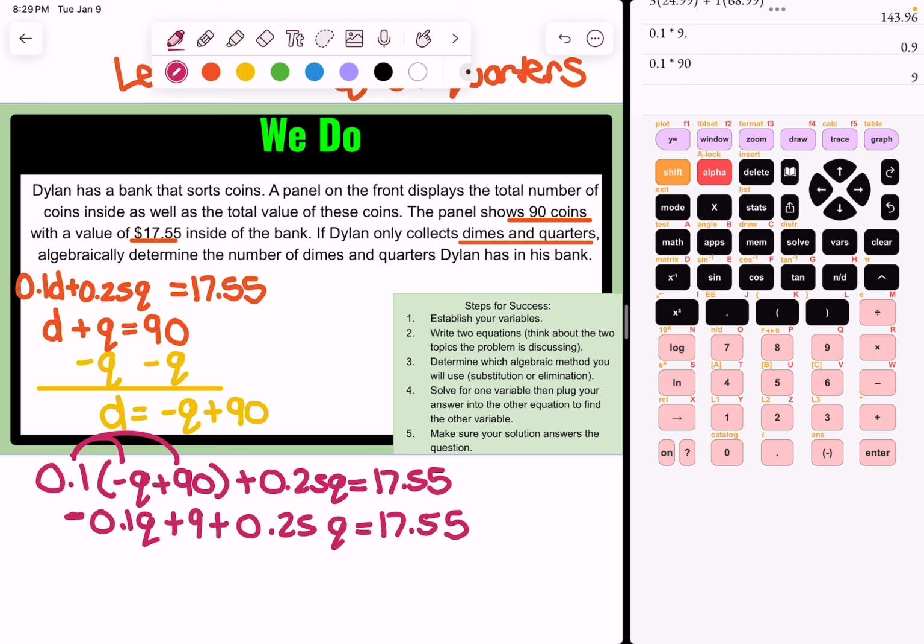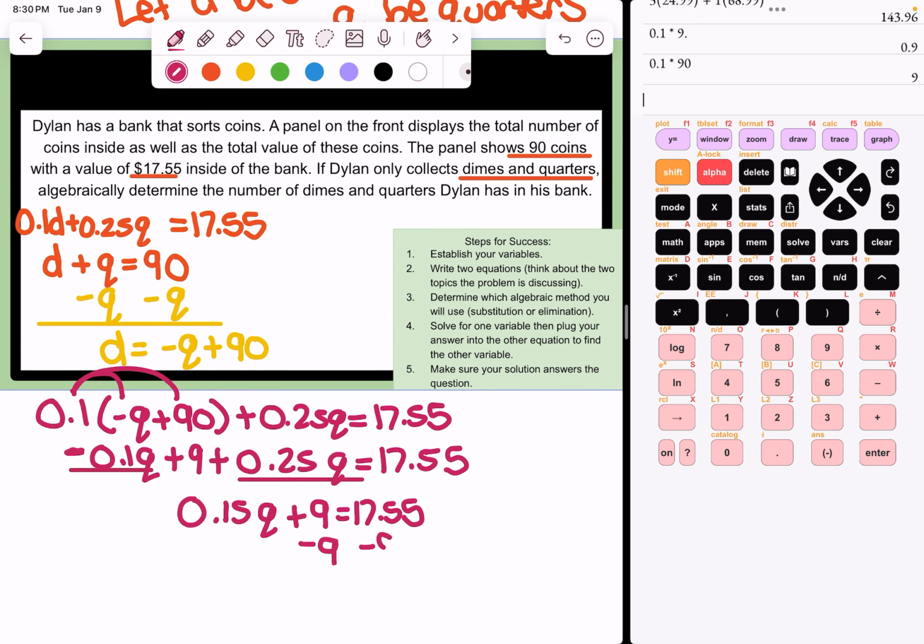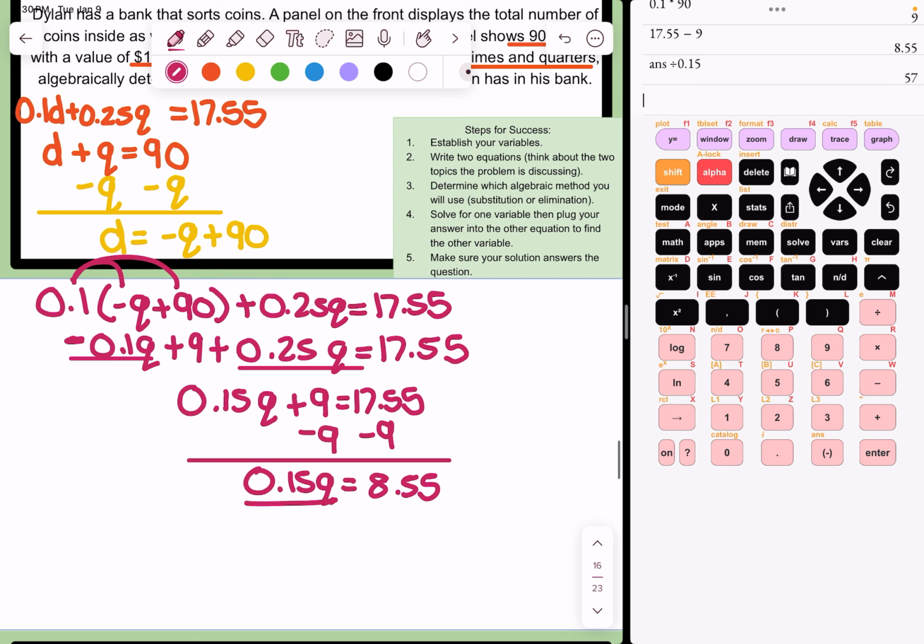Let's combine like terms. This would give me 0.15Q plus 9 equals 17.55. Let's subtract 9 from both sides. I would get 0.15Q equals 17.55 minus 9, which gets me 8.55. Divide both sides by 0.15. And I get that the number of quarters is 57.